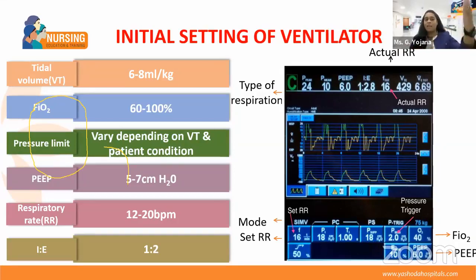I have displayed the different parameters on the screen. Among these parameters, there are three main things that I'm going to explain. The first one is the tidal volume. It is very, very important, and it is important for a nurse to set the tidal volume based upon the ideal body weight. That is 6 to 8 ml per kg body weight.